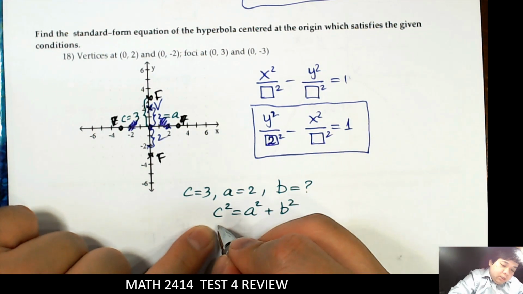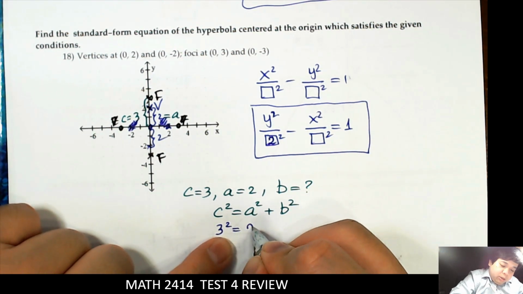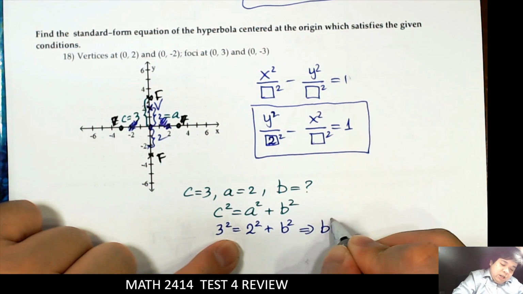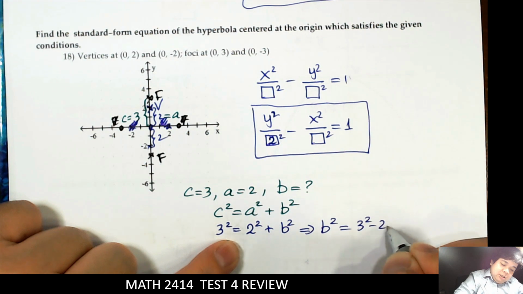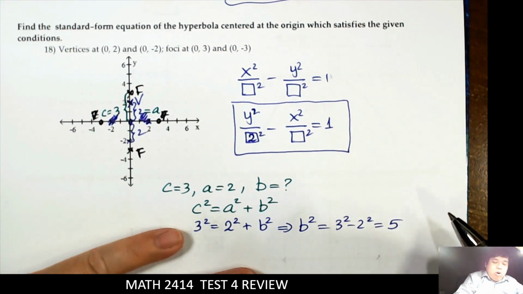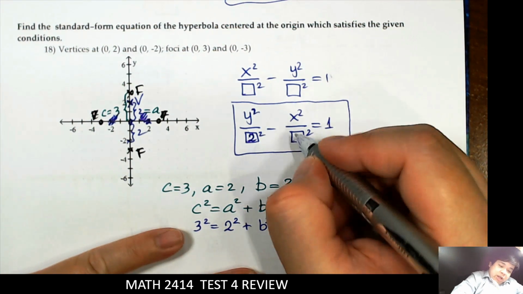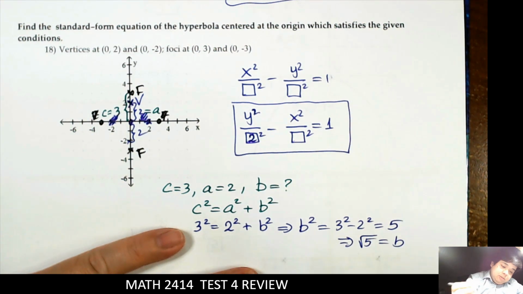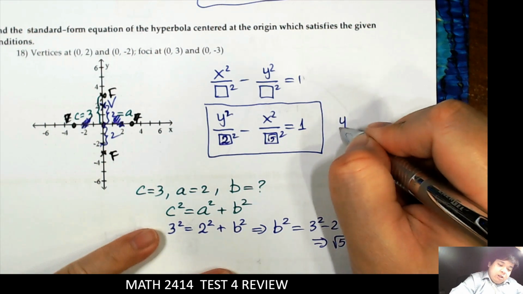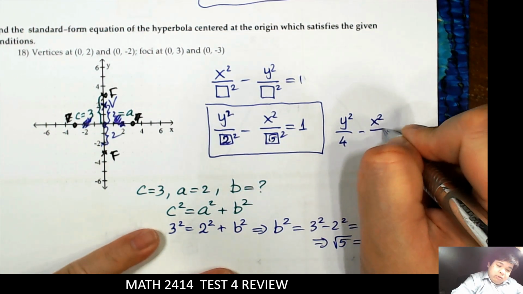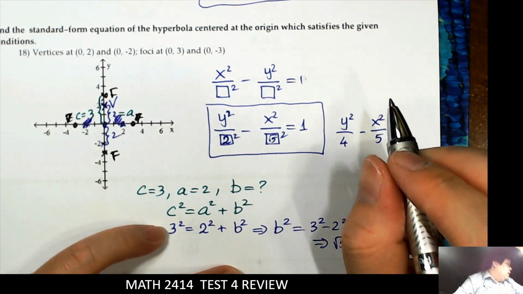So c is going to be 3 squared, a is going to be 2 squared, b we don't know, but we can solve for that easily, which is b equals square root of 5. So we can put square root of 5 here. And bottom line is we have y squared over 2 squared, which is 4, minus x squared over 5, equal to 1. And that's what we have.